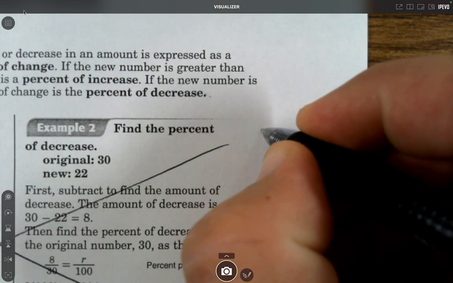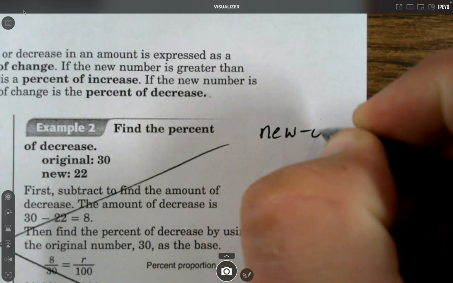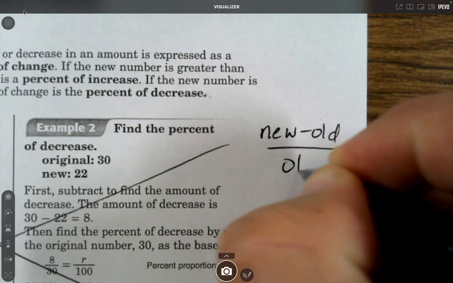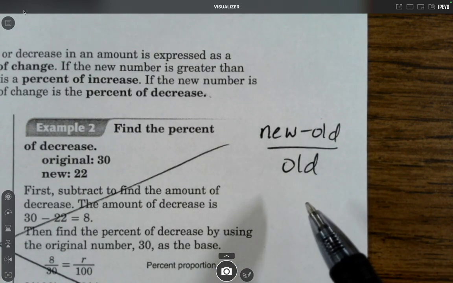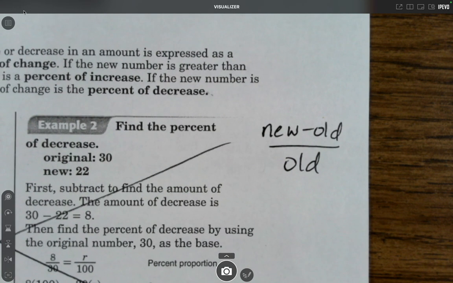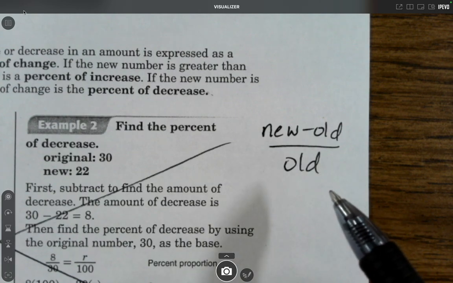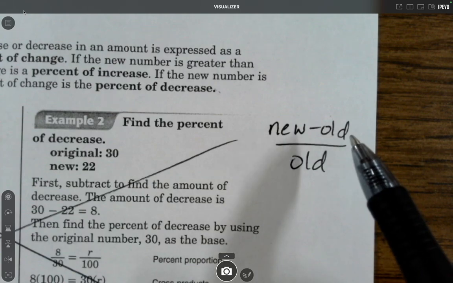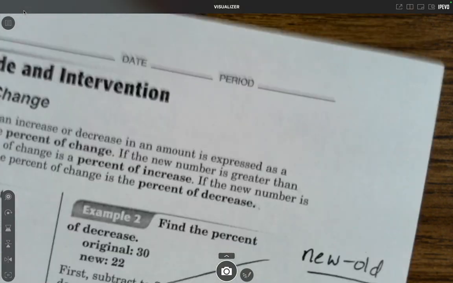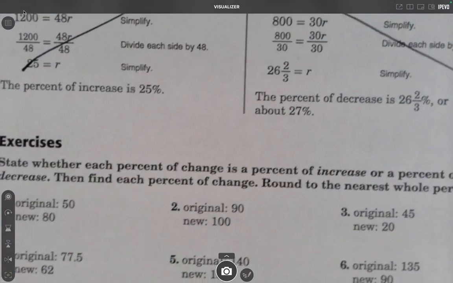So here's all you have to remember for this lesson. New minus old over old. Or you could say new minus original over original. That's the words they use down in the examples, original instead of old, but this is shorter when you say old. So new minus old, all divided by old. So let me show you.